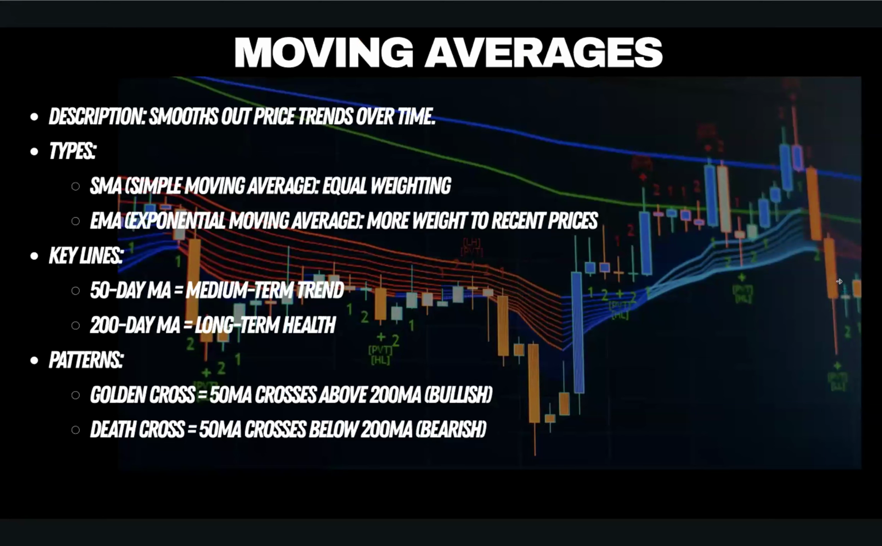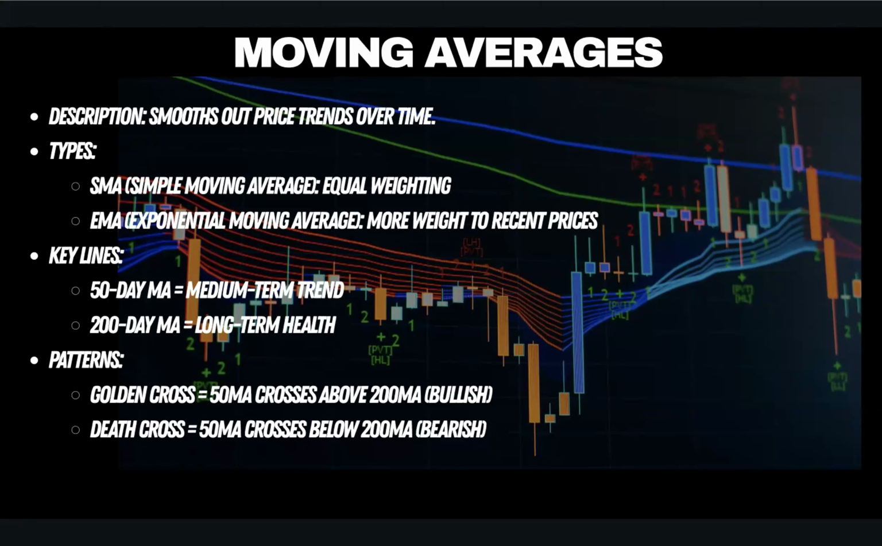So next we're doing moving averages, which smooth out price trends over time. The types: we've got the SMA, simple moving average, equal weighting, and then the EMA, exponential moving average, which gives more weight to recent prices. The key lines are the 50-day moving average, which is a medium-term trend, and the 200-day moving average, which is a long-term trend.